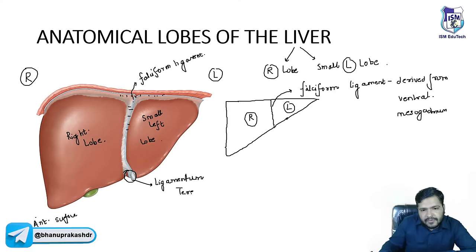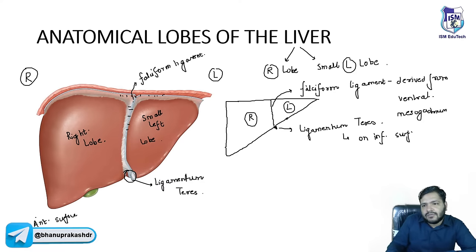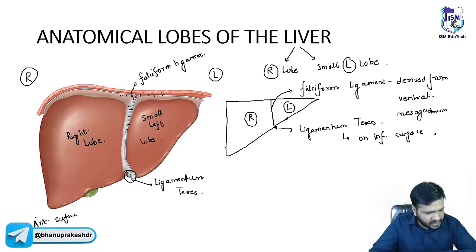Ligamentum teres. Okay, so we have a fissure over here on the inferior surface, and this is ligamentum teres on the inferior surface. Even the fissure, you cannot see the fissure for ligamentum venosum. That is also present on the posterior surface, right? So these are the three main things.